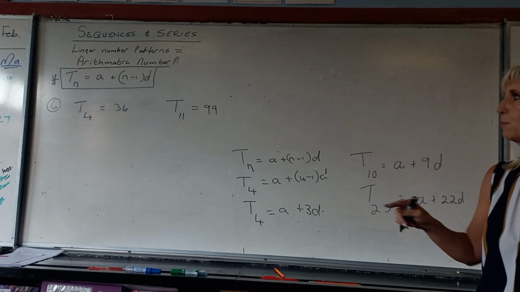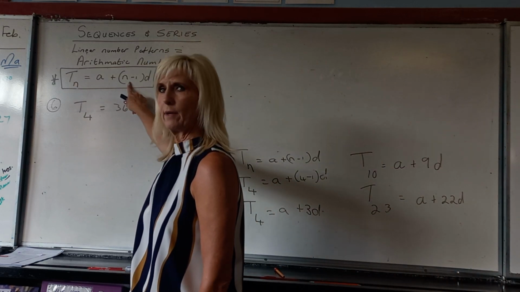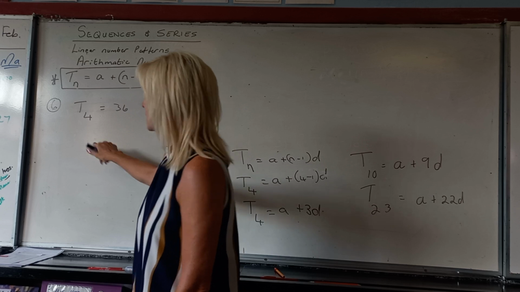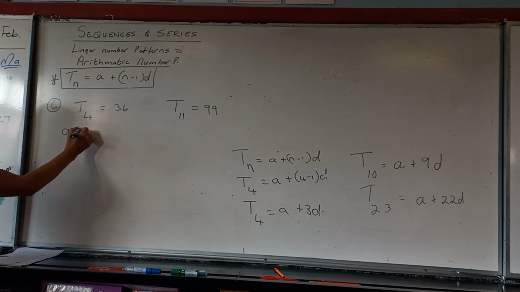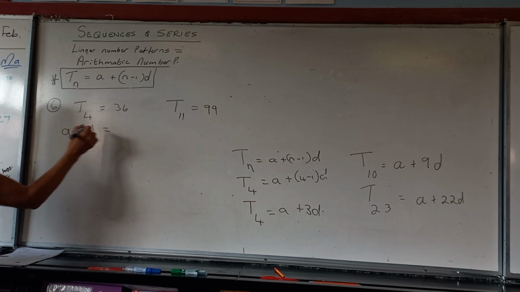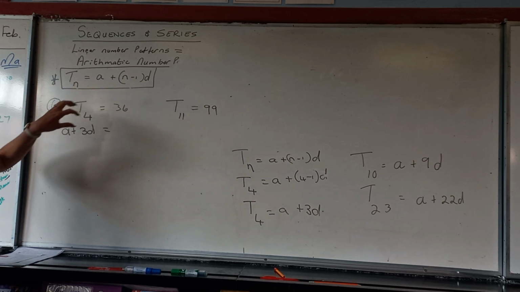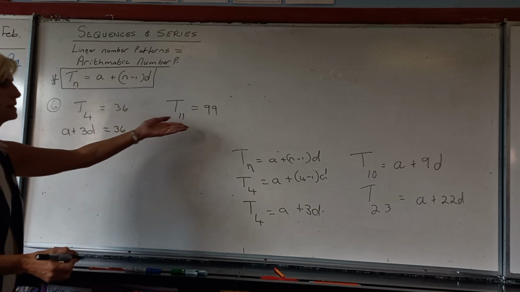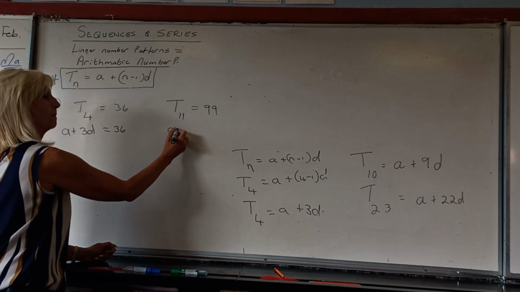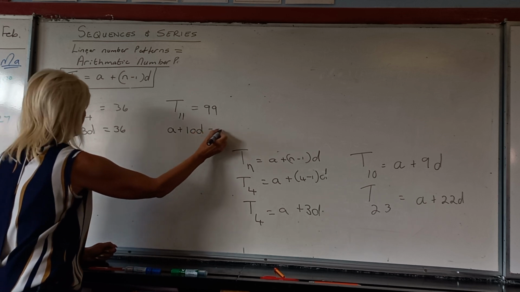Why will it always be that way? Because the formula says, if that n is 4, that must be 3. That's what it says. So let's help ourselves here and write A plus term 4, 3d. Are you using the formula? Absolutely, but you're not writing the whole thing, you're just immediately going shortcut. Is equal to 36. And for this information, we're going to write A plus 10d. Are you catching on this?